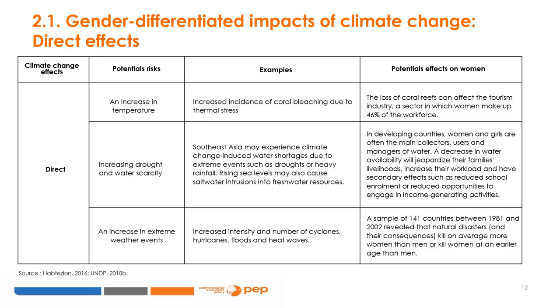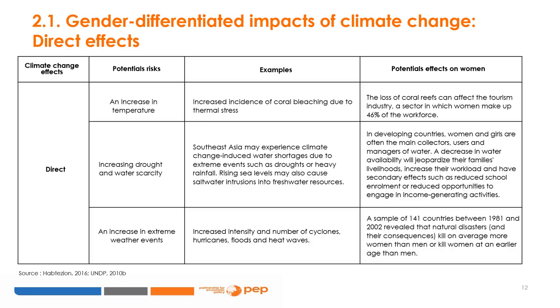An illustrative example is the water shortages experienced in Southeast Asia and extreme weather events such as droughts or conversely heavy rainfall. Rising sea levels may also lead to saltwater intrusion into freshwater resources. This can affect women significantly, as in these developing countries, women and girls are often the main collectors, users, and managers of water. So a decrease in water availability will jeopardize their families' livelihoods, increase their workload, and have secondary effects such as a reduced school enrollment or reduced opportunities to engage in income-generating activities.